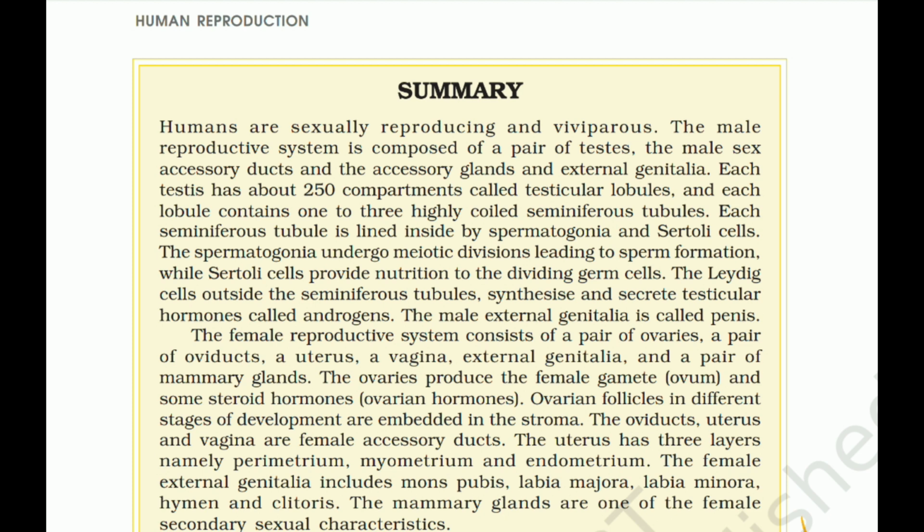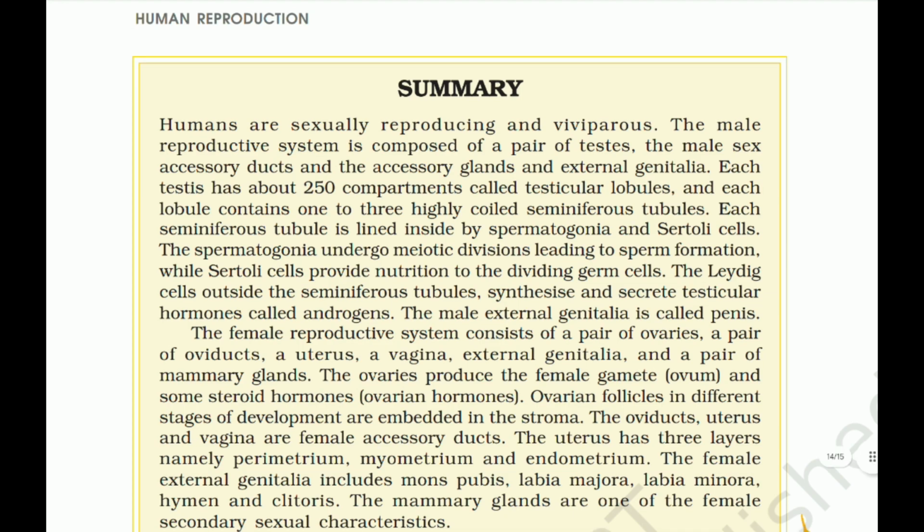The female reproductive system consists of a pair of ovaries, a pair of oviducts, a uterus, a vagina, external genitalia, and a pair of mammary glands. The ovaries produce the female gamete, ovum, and some steroid hormones, ovarian hormones. Ovarian follicles in different stages of development are embedded in the stroma. The oviducts, uterus, and vagina are female accessory ducts. The uterus has three layers, namely perimetrium, myometrium, and endometrium. The female external genitalia includes mons pubis, labia majora, labia minora, hymen, and clitoris. The mammary glands are one of the female secondary sexual characteristics.